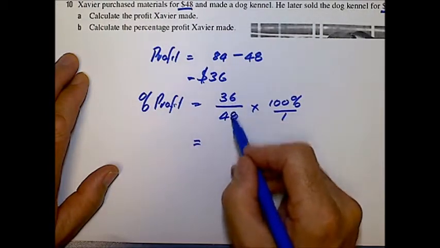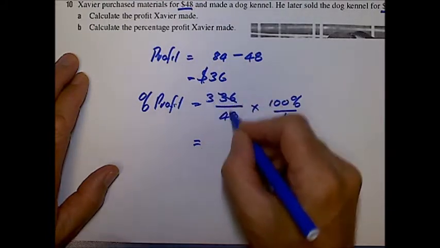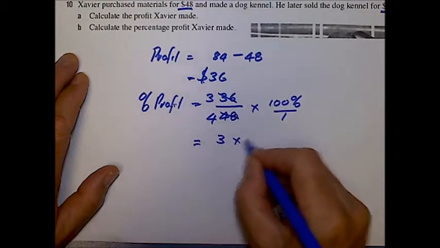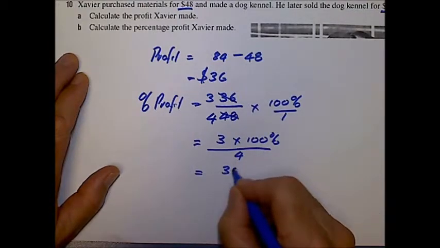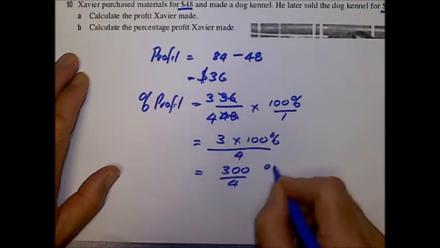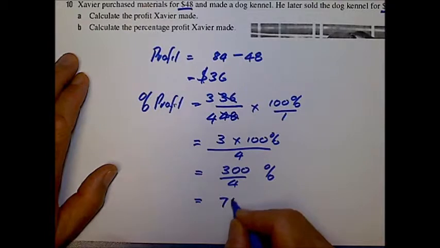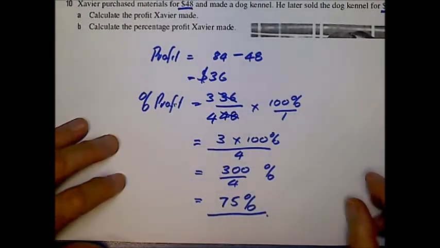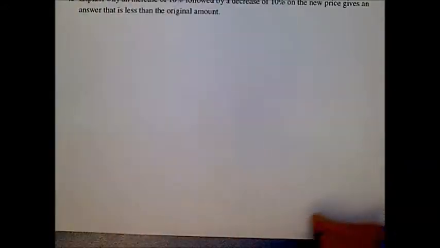So we can see 36 and 48 are both multiples of 12. So 12 threes are 36, 12 fours are 48. And so this would be equal to 3 times 100% over 4, which is going to be 300 over 4%. And of course you can do that on your calculator and you'll find that that's going to be equal to 75%. So in this case, Xavier has made a profit of 75%.